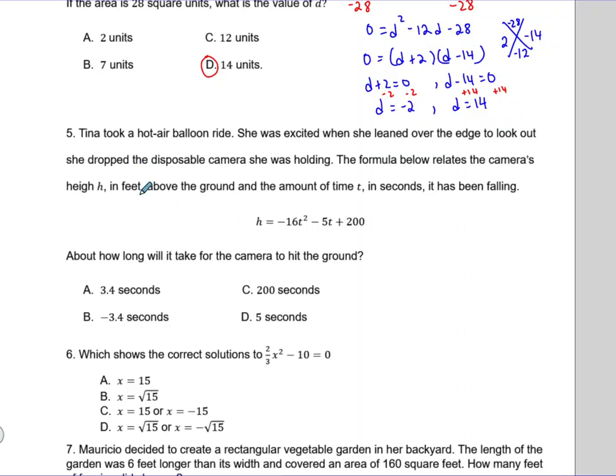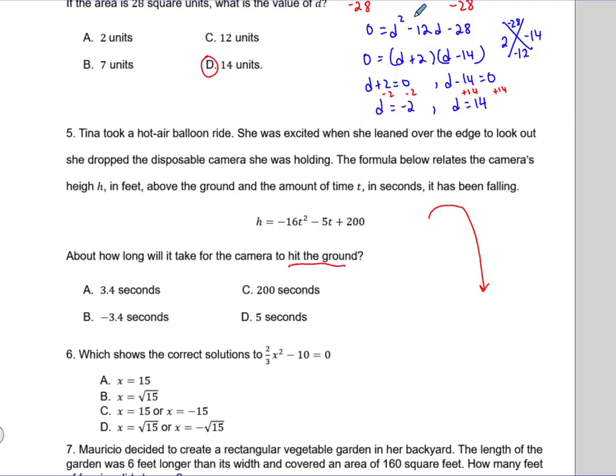No, she didn't fall out. Good thing. She dropped the disposable camera she was holding. Phew. Okay. The formula below relates the camera's height in feet above the ground and the amount of time t in seconds it has been falling. So basically, Tina, who's really clumsy, the camera fell, and it looks like it just did something like that, okay? And here's the formula. And it says, how long did it take to hit the ground?